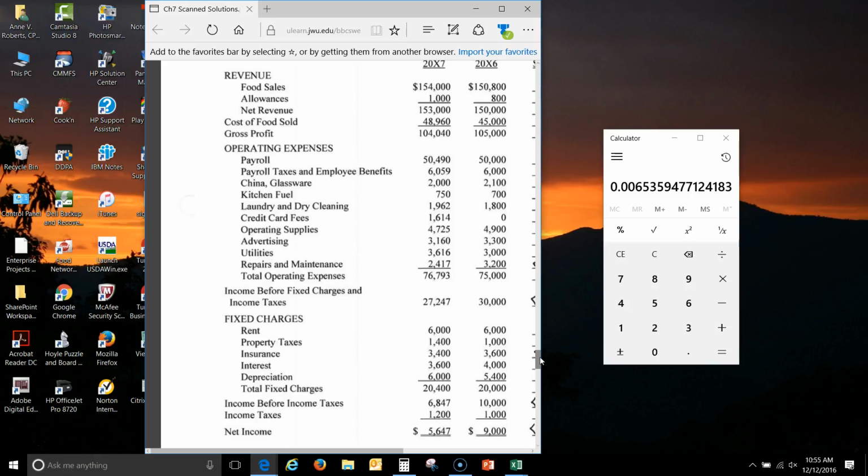Okay. So we subtract the two amounts, and then we divide that difference from what column? X7 or X6? X6. Okay? So everybody get the idea here?